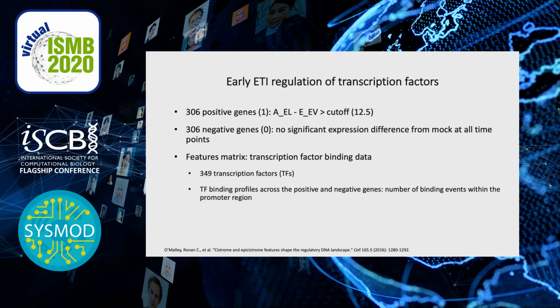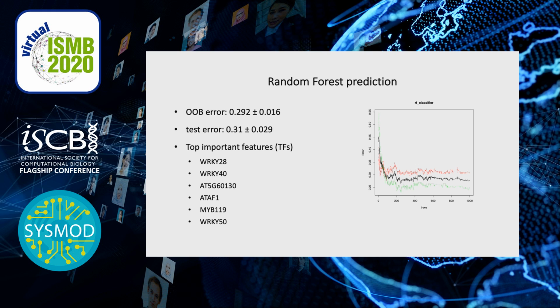For each transcription factor, we count the number of binding events within the promoter region across all the positive and negative genes. We did this with 349 transcription factors. We applied random forest for prediction, and we get around 0.7 accuracy rate. Here I listed several important features, or transcription factors, for the prediction. It includes WRKY transcription factors which have been confirmed to be involved in the ETI effect.